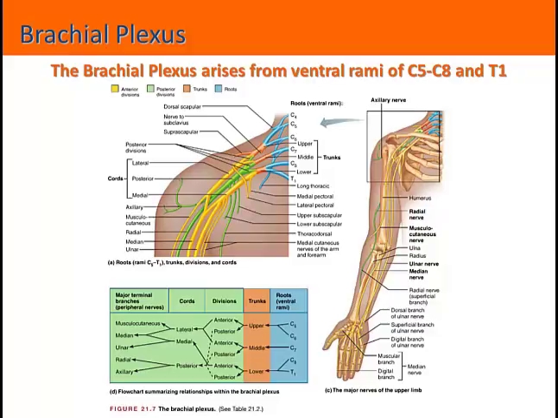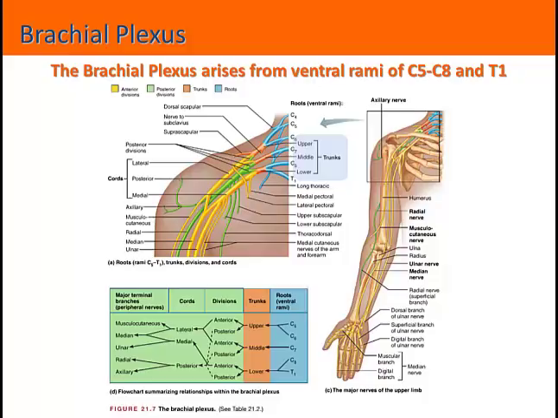And so in organizing your travels through the brachial plexus, you want to make note first of these three trunks, the upper, middle, and lower trunks. The upper trunk arises from C5 and C6, the middle trunk from C7, and the lower trunk from spinal nerve C8 and T1. Now those trunks give rise to two main divisions, the anterior and the posterior division.